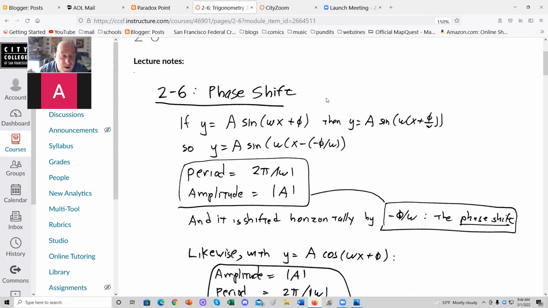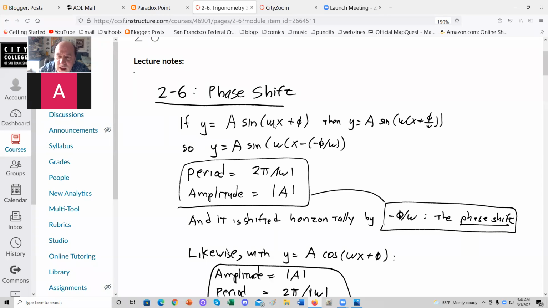Okay, phase shift. Phase is basically when in the cycle a wave is. So here we go. Let's start with this: y equals A sine(omega x plus phi). A modulates the amplitude, how far up and down the wave goes. Omega modulates the frequency, how quickly it goes through its cycle. And phi tells you when exactly in the cycle it is.